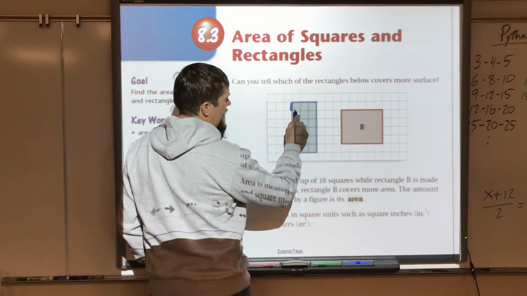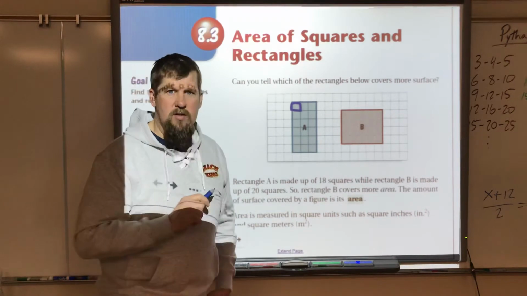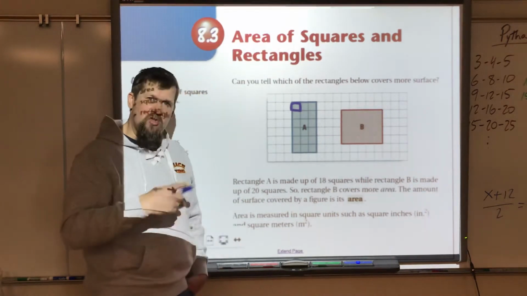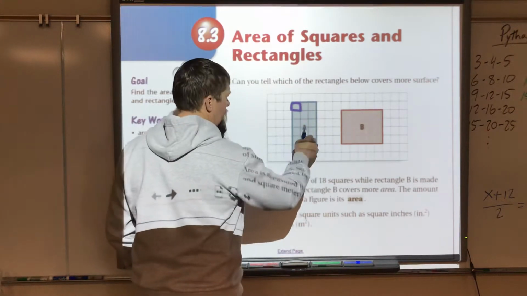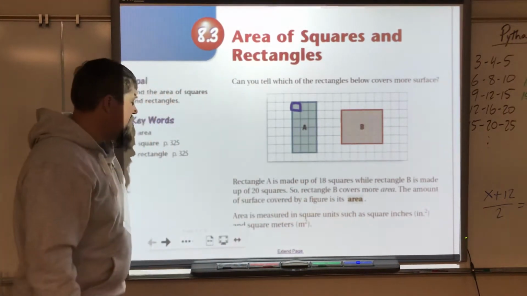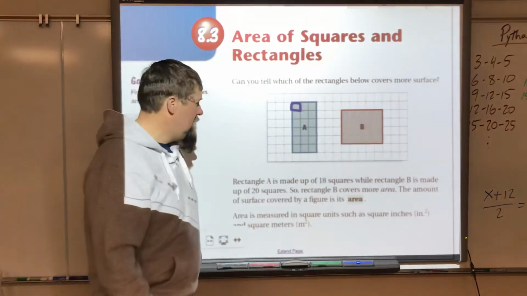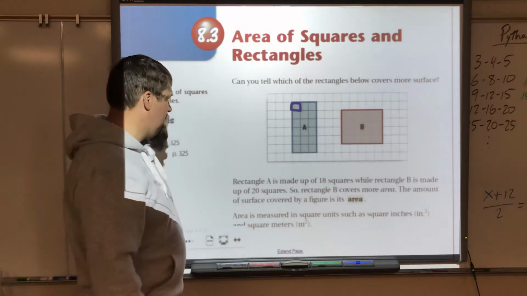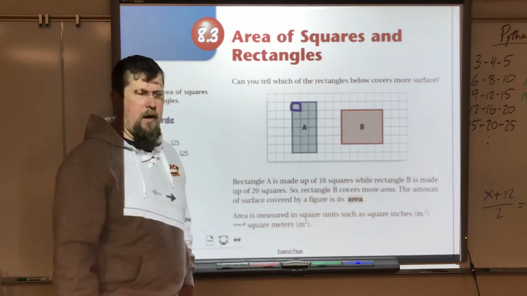So here I have one square right there. It's a 1 by 1 square. How many of those squares are in there? And so that's what we're basically doing. We're finding the area in terms of the number of squares. So it says rectangle A is made up of 18 squares, while rectangle B is made up of 20 squares. So rectangle B covers more area.